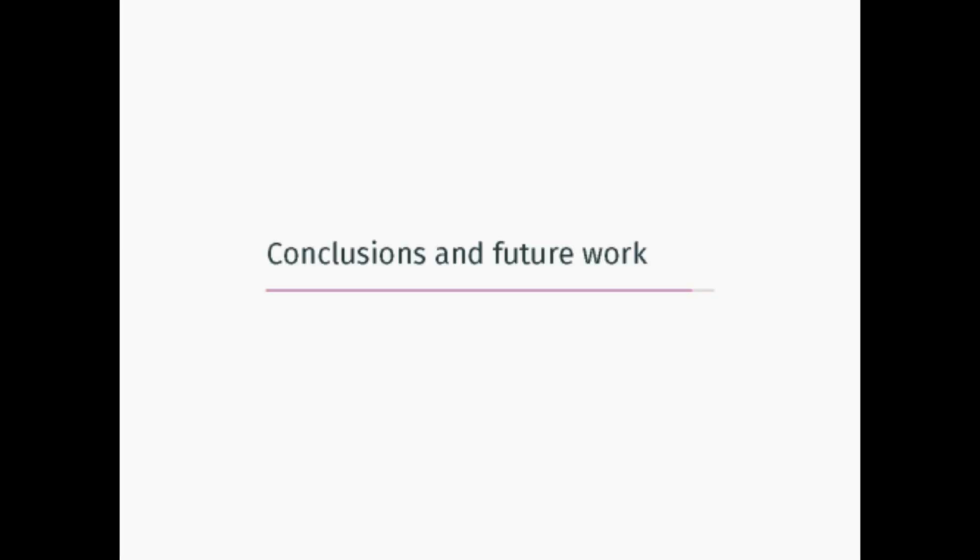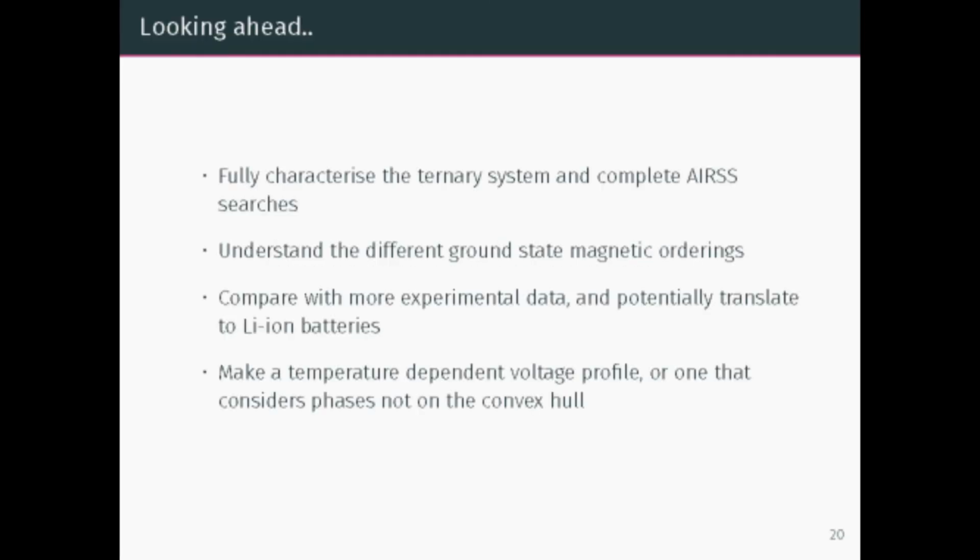So in conclusion, we've fully characterized this ternary system, or we've attempted to fully characterize it. A lot more AIRSS searches need to go in to actually be sure that we found all of the ground state structures in this ternary voltage profile. And the next piece of the puzzle is actually understanding the magnetic ordering of all of these ground state structures.